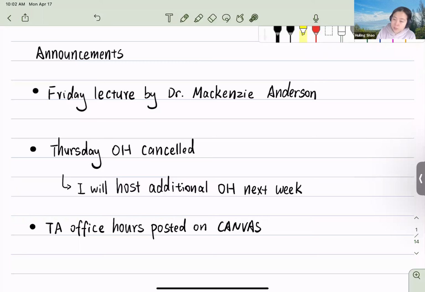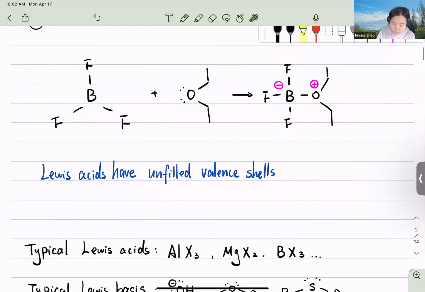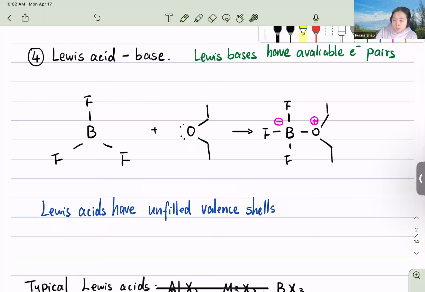All right, so let's move on to where we left off, which is Lewis acid-base. In last week's lecture, we went over the Bronsted acid-base, which is the conventional definition of acid-base chemistry. Remember, in Bronsted acid-base chemistry, an acid is a proton donor. It donates an H+ or a proton, whereas a base is a proton acceptor. It accepts a proton to form a neutral species.